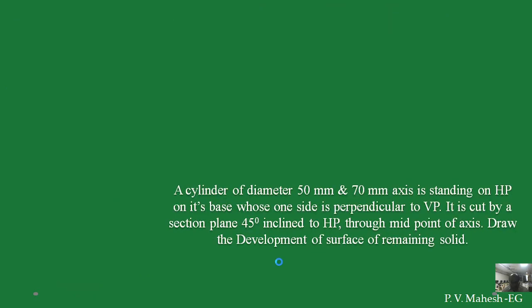Next one is, we will see the development of a cylinder. Okay, how is the cylinder? It is resting on its base on HP. Here a small mistake is there. It is resting on its base. In a cylinder there is no side, so this point is wrong. So the cylinder is resting on its base on HP. It is cut by a section plane 45 degrees to HP through the midpoint of the axis. So that is the question. Draw the development of lateral remaining surface of the solid.